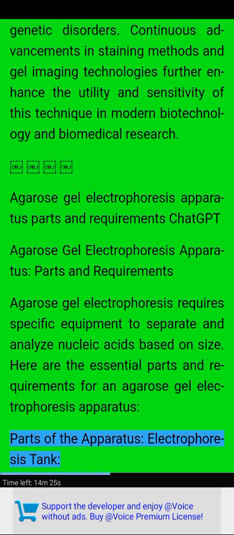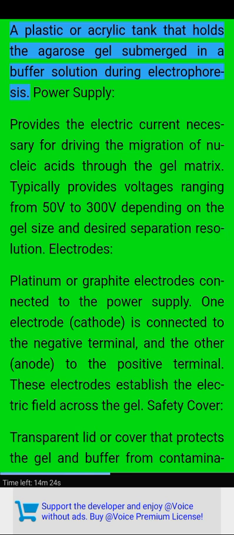Parts of the apparatus. Electrophoresis tank: a plastic or acrylic tank that holds the agarose gel submerged in a buffer solution during electrophoresis. Power supply: provides the electric current necessary for driving the migration of nucleic acids through the gel matrix. Typically provides voltages ranging from 50 volts to 300 volts depending on the gel size and desired separation resolution.